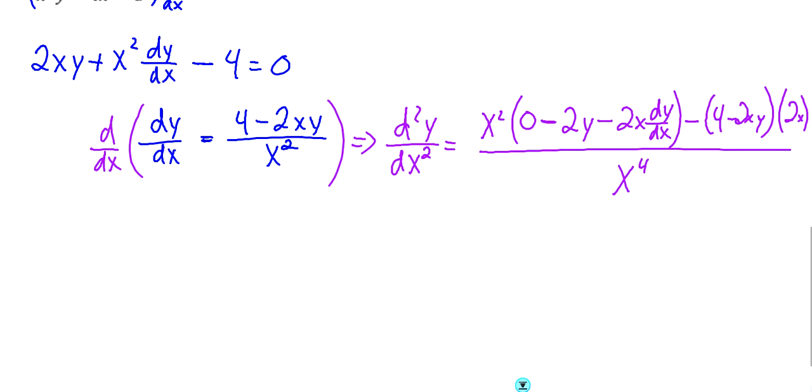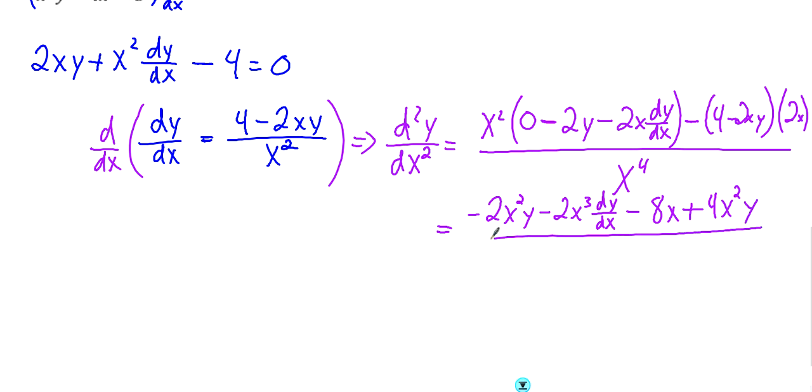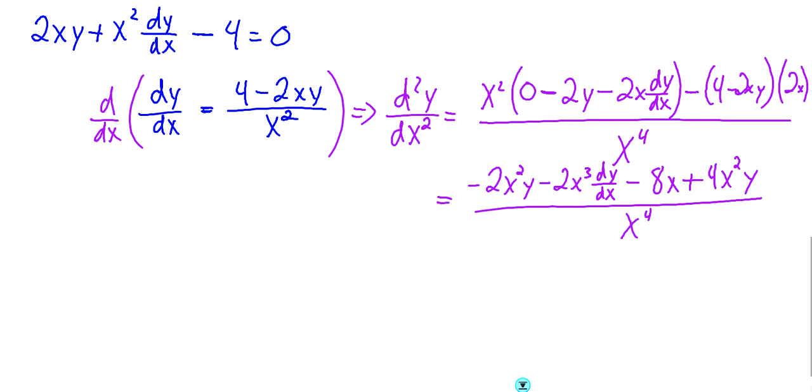Okay, so let's do some simplifying. We get x squared times 0, which is 0, and x squared times negative 2y, which is negative 2x squared y, minus 2x cubed dy over dx, minus 2x times 4, which is 8x, negative, negative, positive, and that would be 4x squared y, all over x to the fourth. Now we got a lot more simplifying to do.